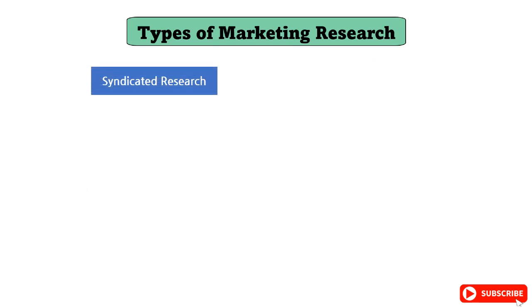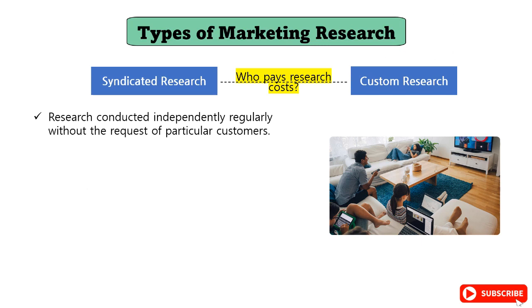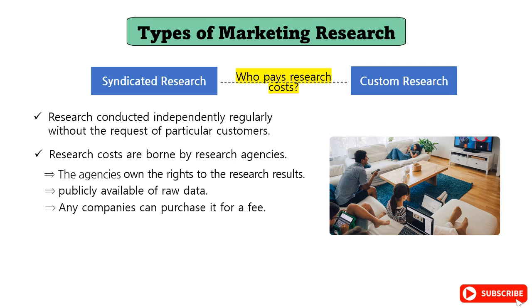First of all, let me explain syndicated research and custom research. Syndicated research refers to research conducted independently and regularly by specialized research agencies without the request of customers. Therefore, the research costs are borne by the research agencies themselves. As the research agencies bear all the research costs, they naturally own the rights to the research results. The research results are made publicly available through reports, presentations, and provision of raw data. If any companies need the research data, they can purchase it for a fee. This research is called syndicated because the results are sold to multiple customers.